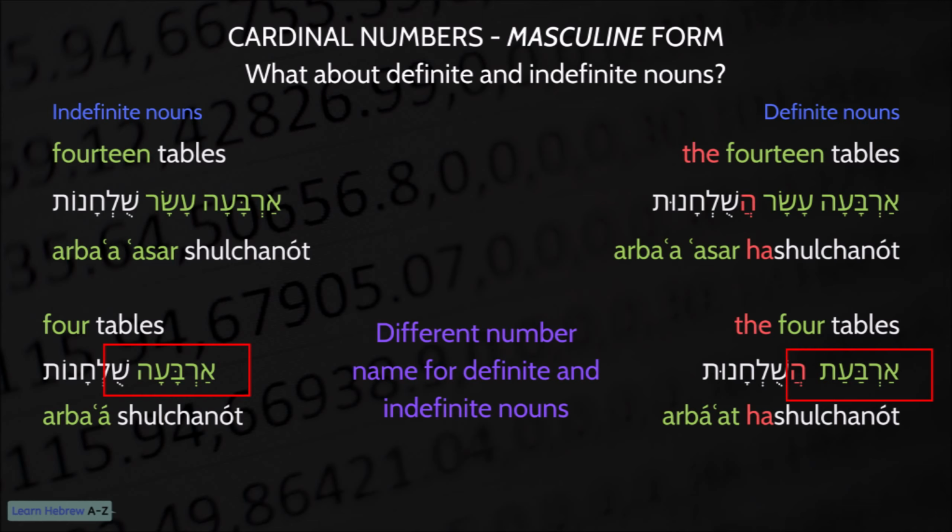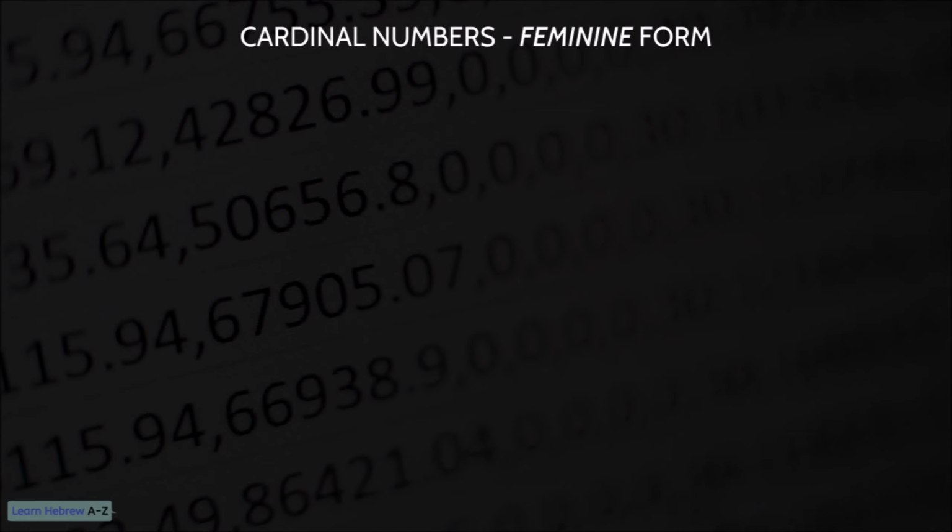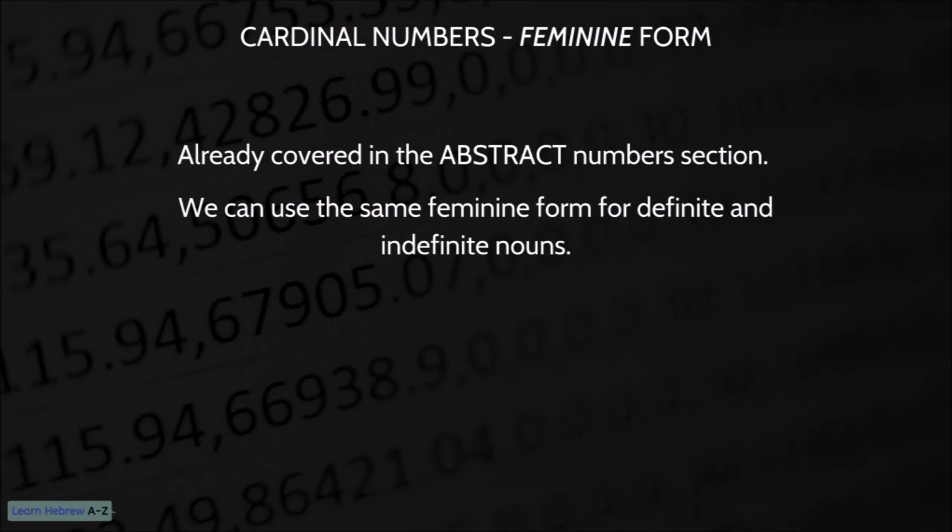What I'm trying to say is that with numbers 11 to 20, no matter if we see a definite or indefinite noun, we always use the same number. In the above example, 14. We now cover the masculine form. What about the feminine cardinal numbers? We already talked about the feminine form in the abstract numbers part of this lesson. Since we use the same form for definite and indefinite nouns, we can use the same feminine numbers.